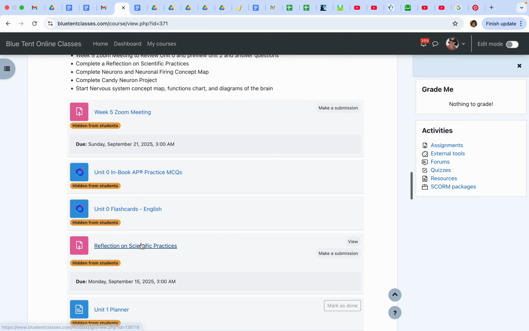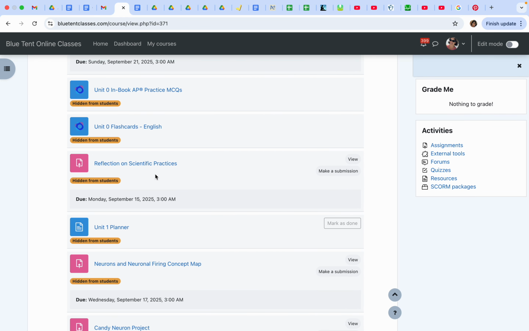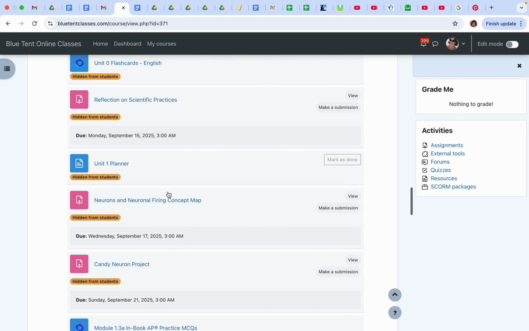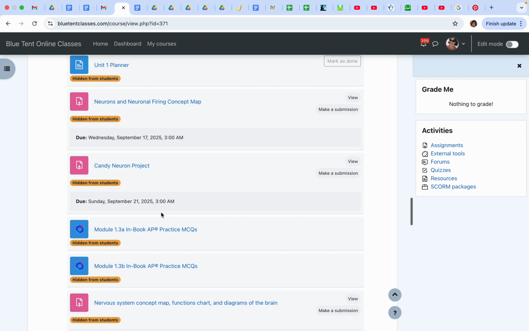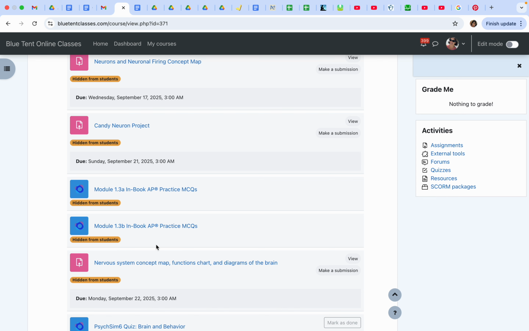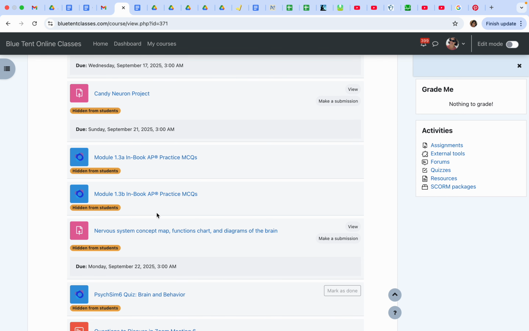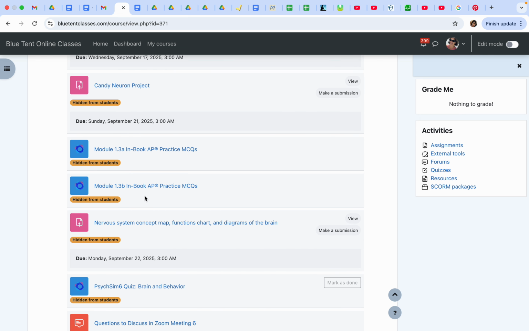So this week in the class, you're going to do this reflection of scientific practices. It's just a time for you to sit and think, what do I really got? What do I really need to keep working on? There is a neurons and neuron firing concept map, which will probably take you 2 days. There's a candy neuron project, and I'm really open to however you want to make your neurons. I just don't want to see them drawn. The directions are all there. There's some extra practice with neurons. You can choose to do it now or later. It's not now or never. It's all up to you.